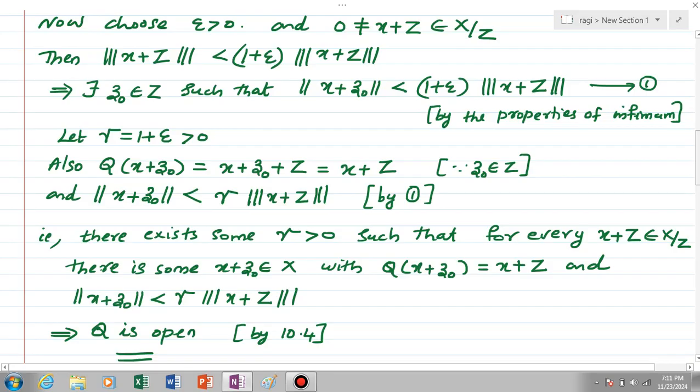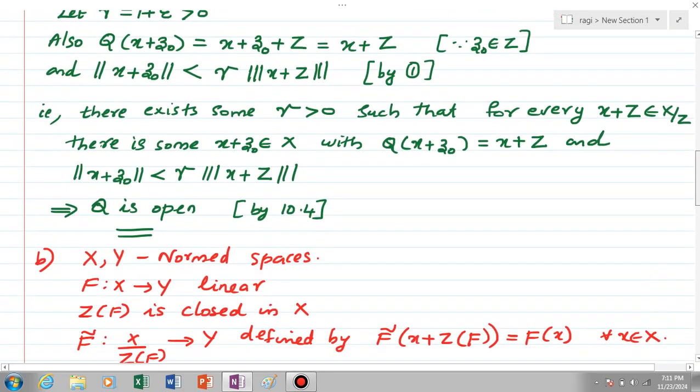So we have proved that Q is continuous and open. So this is the proof of the first part of this theorem. Now we are going to prove the second one.